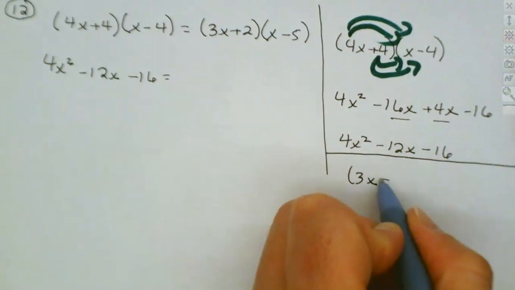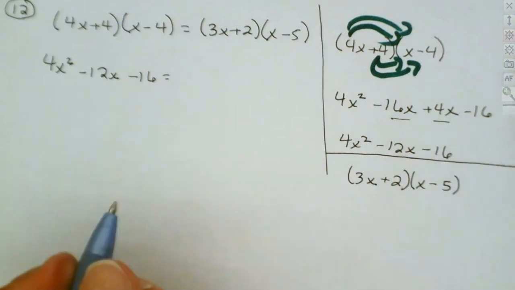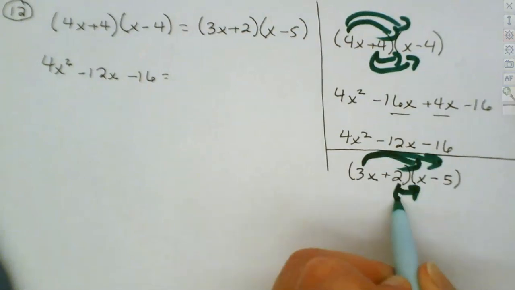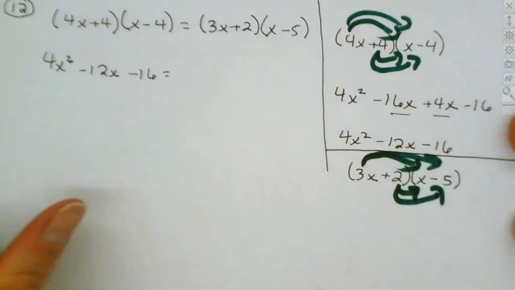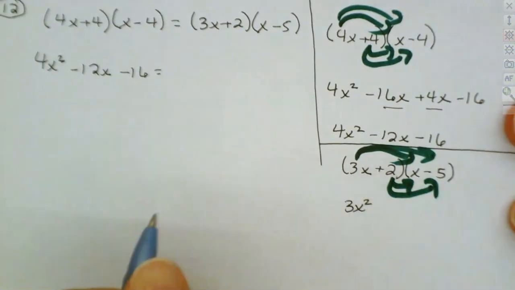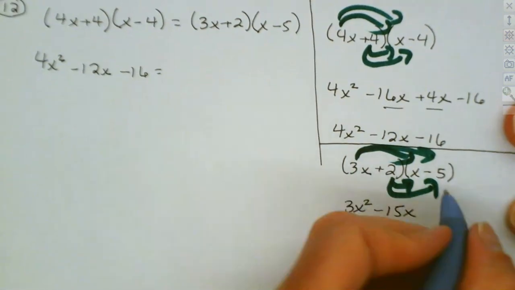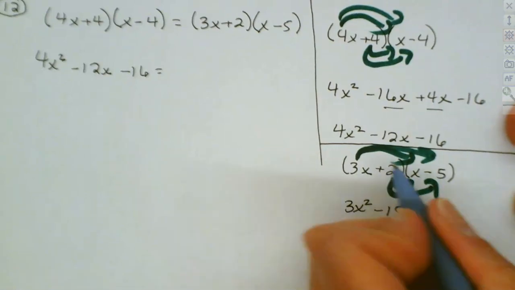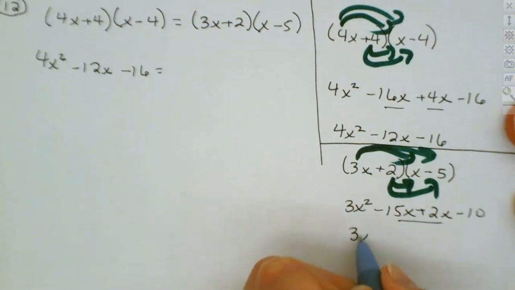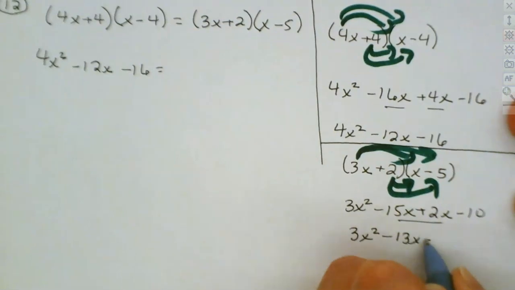So now we have 3x plus 2 times x minus 5. And again, we're going to FOIL. Draw the arrows if that helps, and write it out and see what we have. So if we FOIL, we get 3x squared. We have a minus 15x, a positive 2x, and a minus 10. Those can go together. And that leaves you then with a 3x squared minus 13x minus 10.